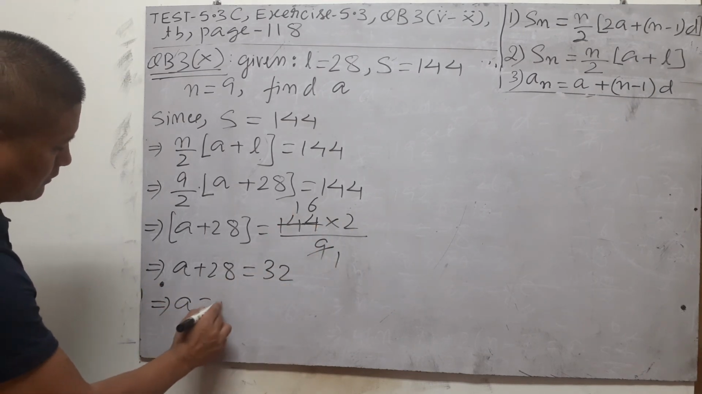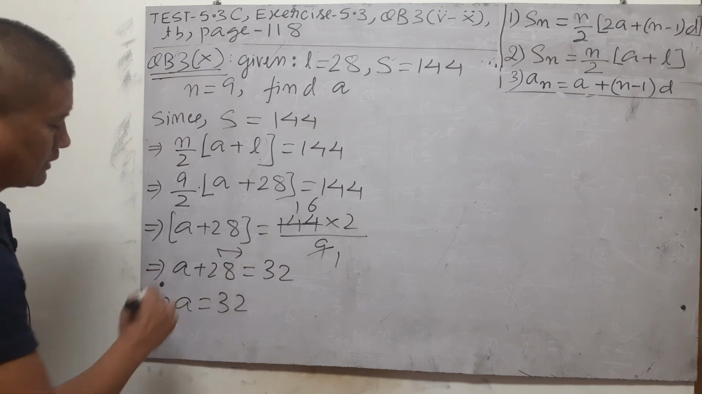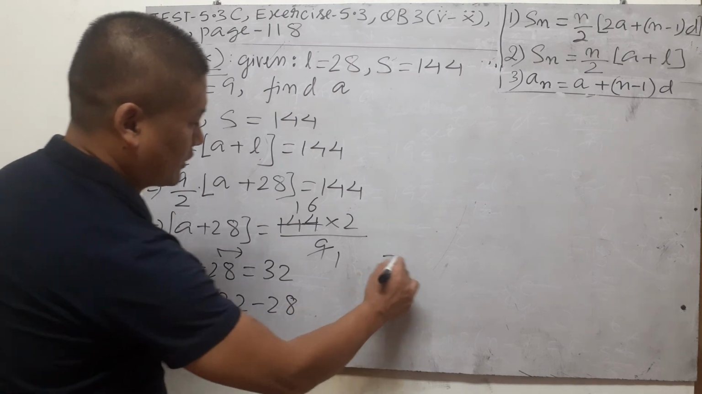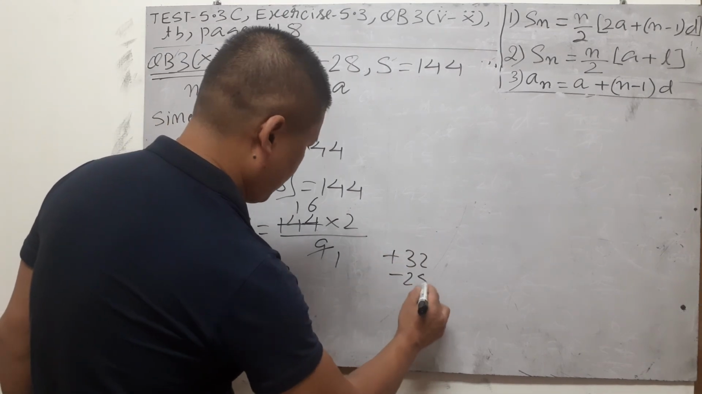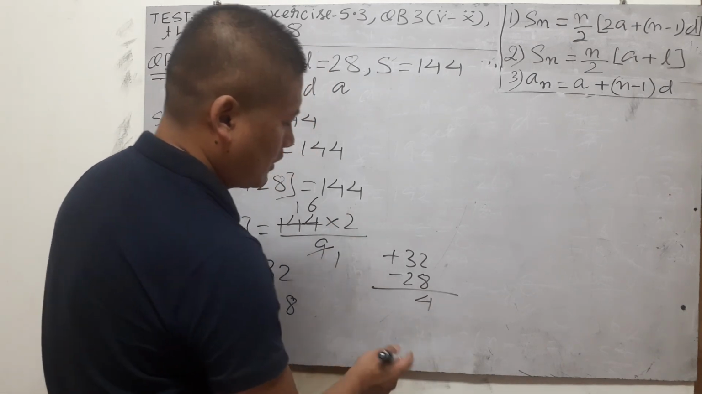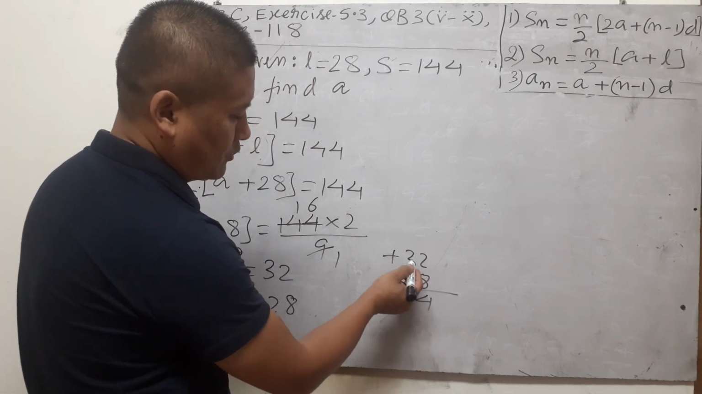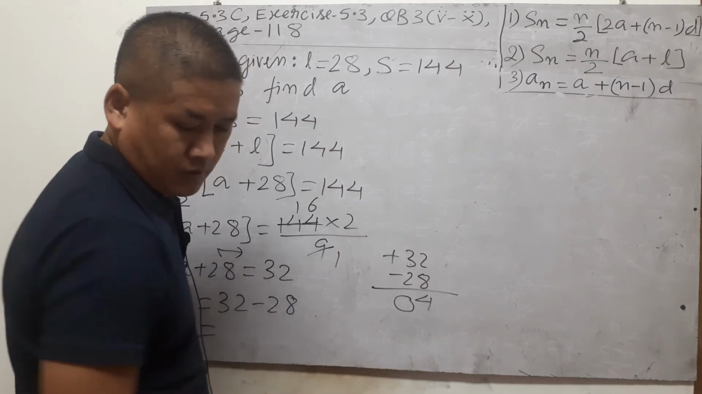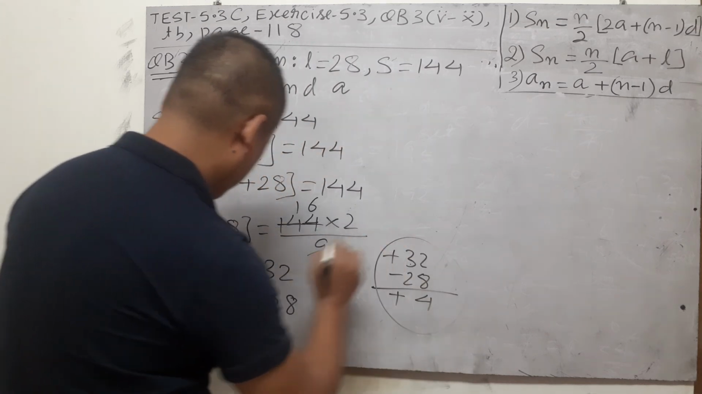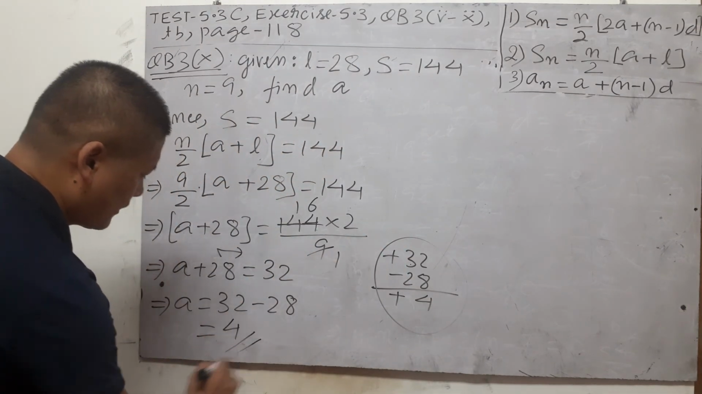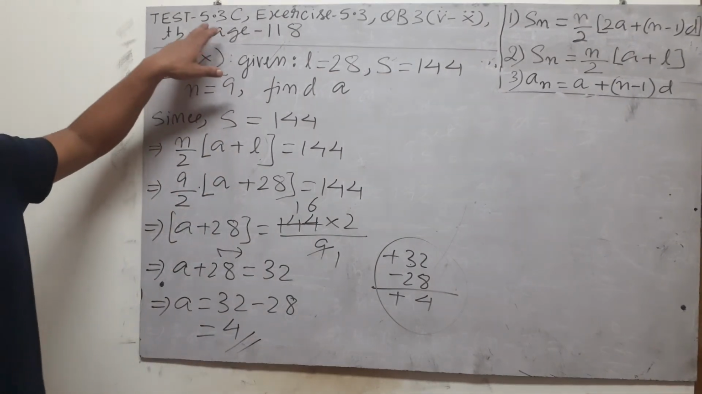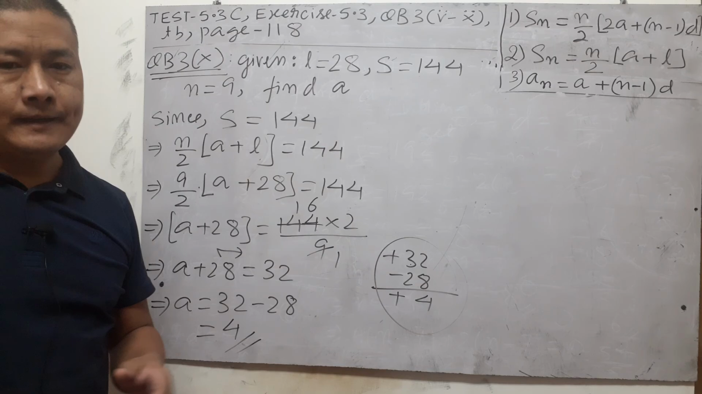So a will be equal to 32, and plus 28 goes to the right side, becoming minus 28. On subtraction, plus 32 and minus 28, 12 minus 8 is 4. 1 taken from 3 to make 12, so only 2 less, so 2 minus 2 is 0. The bigger one is plus, so the first term value a is plus 4. So that concludes the part for test 5.3C. I hope you got it right.